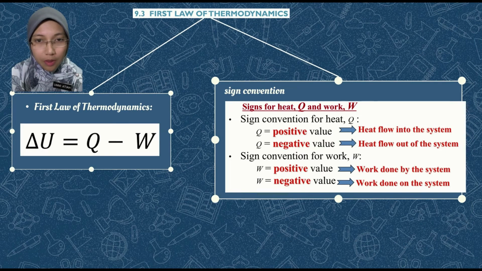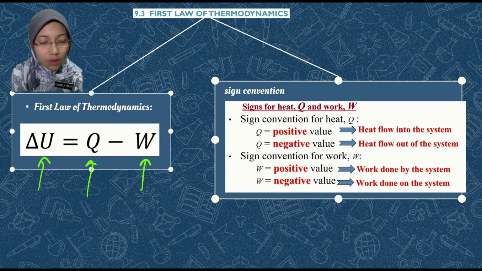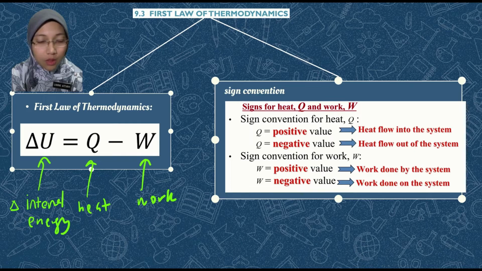The next subtopic is subtopic 9.3, that is the first law of thermodynamics. For the first law of thermodynamics, we have this equation: delta U equals Q minus W. Delta U is the change in internal energy, Q is the heat transferred, W is the work done. For each of these quantities, we have to know exactly the sign convention so that we can include it in the equation when we do our calculation.